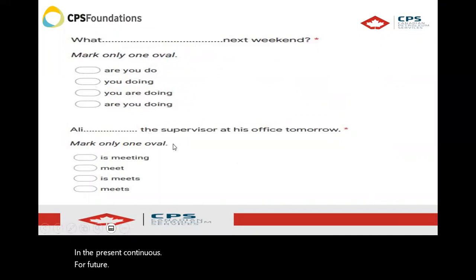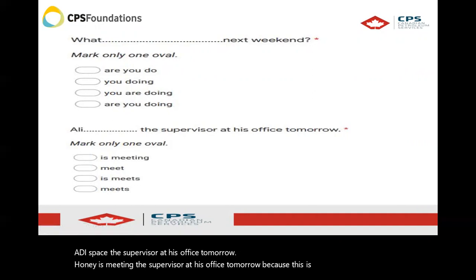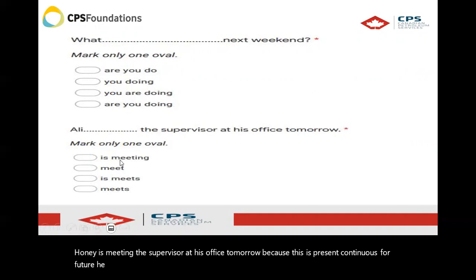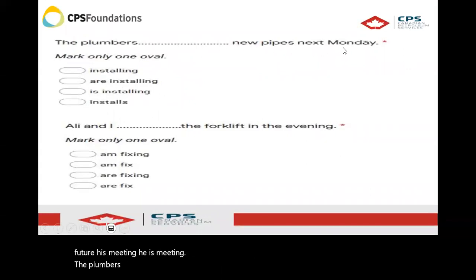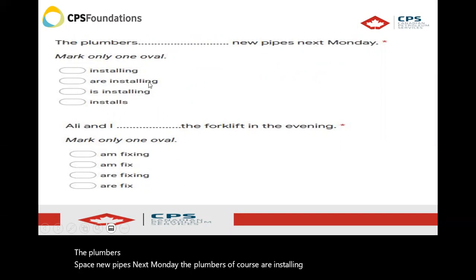Ali, space, the supervisor at his office tomorrow. Ali is meeting the supervisor at his office tomorrow because this is present continuous for future. Is meeting. Ali is meeting. The plumbers, space, new pipes next Monday. The plumbers, of course, are installing new pipes next Monday.